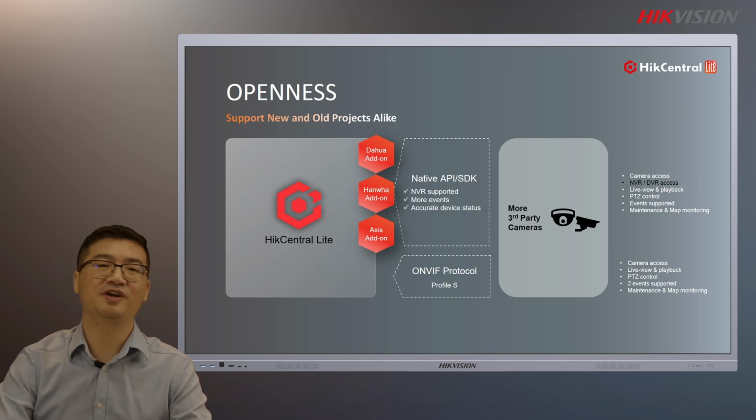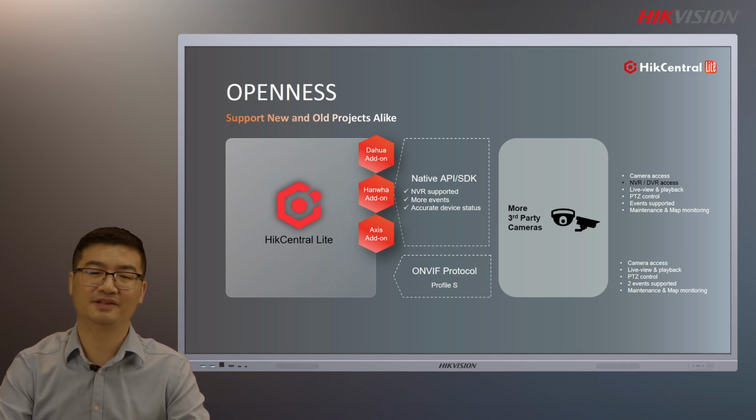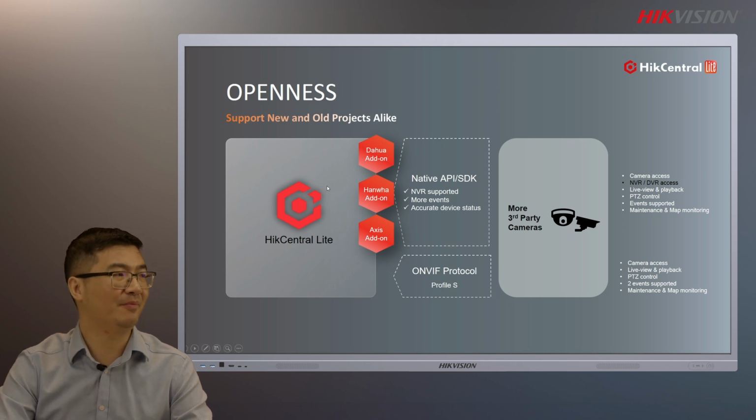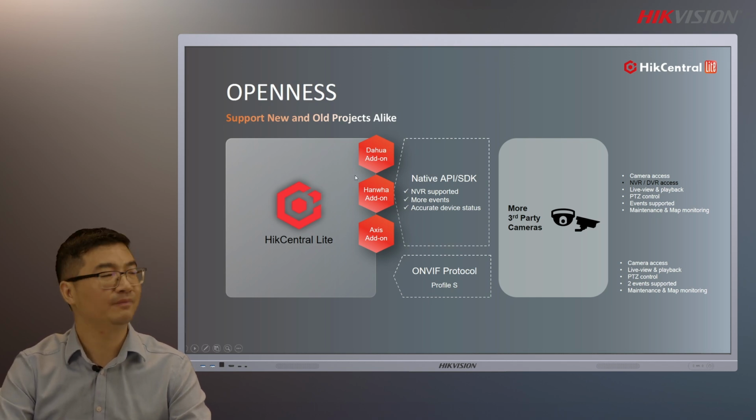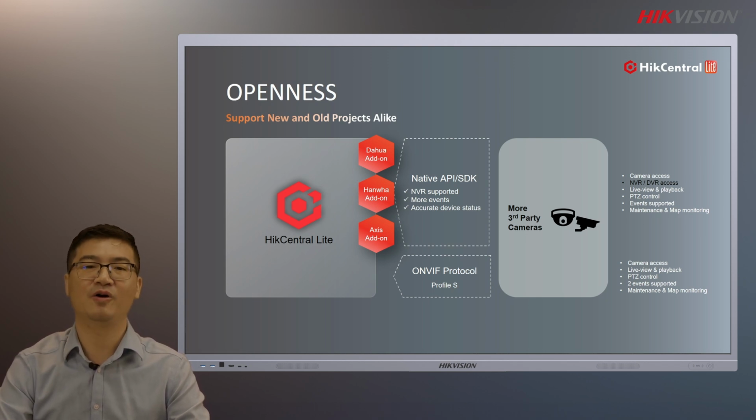HikCentral Lite is also open to integrate with third-party cameras. Currently, we have developed 3 add-ons which can be used to connect to third-party devices using native API or private SDK. The benefit of integration via private SDK is that we can achieve much more features. If you have other third-party cameras, then we also support using ONVIF for the connection.